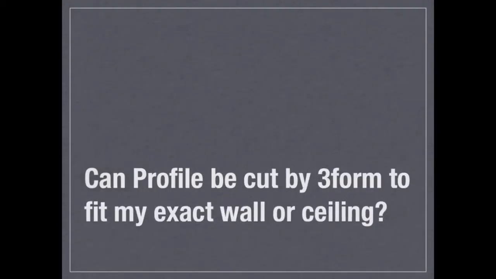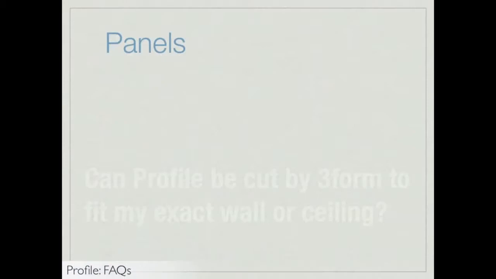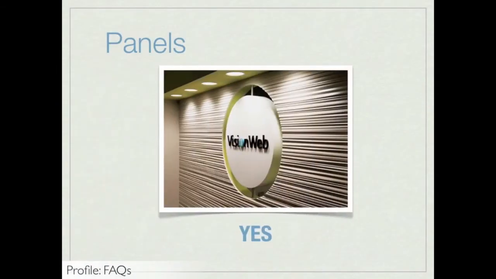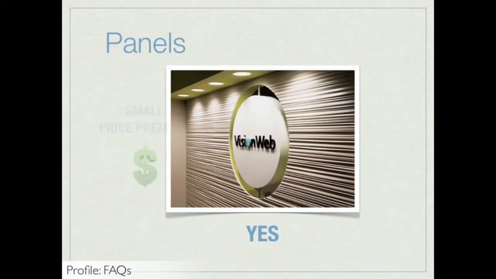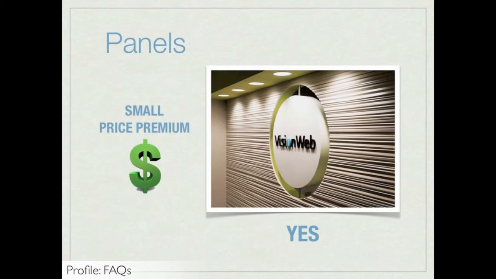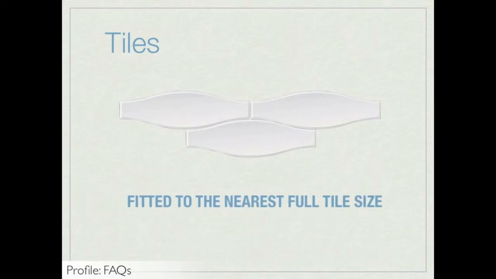Can profile be cut by 3form to fit to my exact wall or ceiling? Panels can be cut down to fit a specific measurement with a small price premium. Tiles, on the other hand, are a modular grid system and therefore can only be fitted to the nearest full tile size.